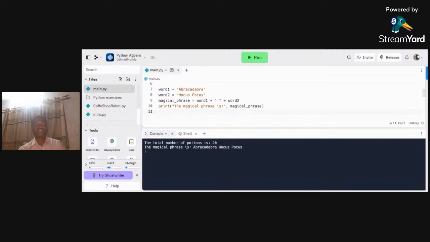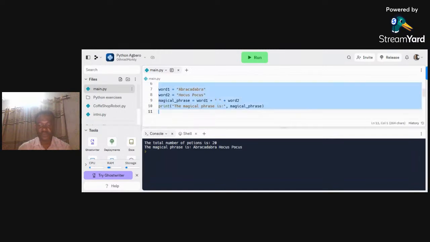So the magic operator is this plus sign. It brings the two strings together. Never forget that. If it's mathematics, if it's just figures, it will add them. If it's strings, it will put the two words together. Now let's also move on to another operator, which is the minus operator.